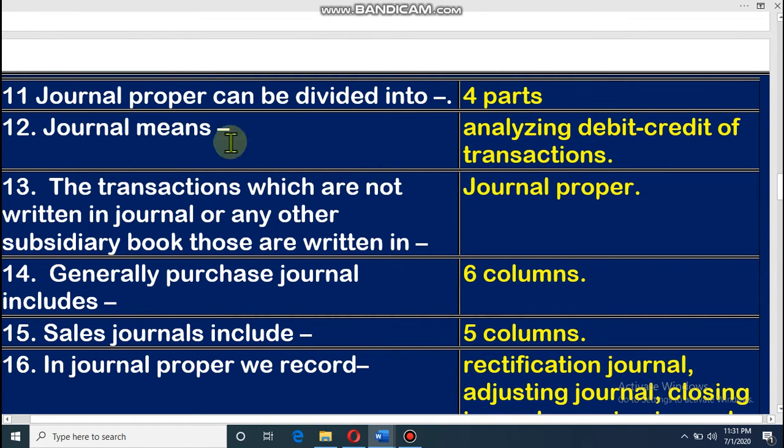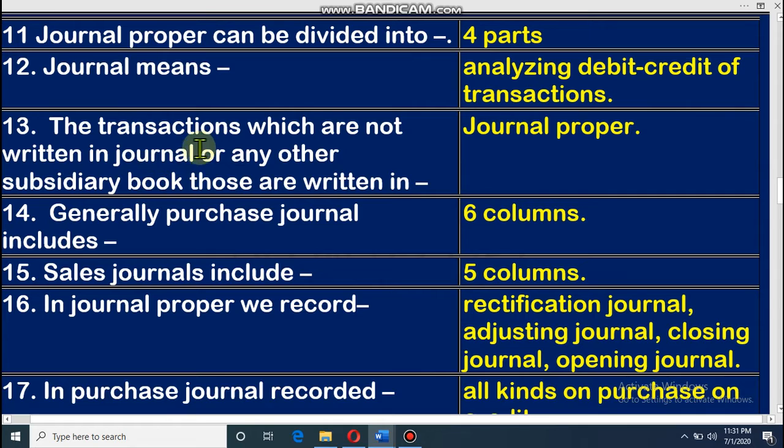This is journal. Dear student, the transactions which are not written in journal or any other subsidiary book are written in journal proper. That means what is journal proper? The transactions which are not written in journal or any other subsidiary book. That means purchase journal, sales journal, purchase return, sales return. If any transaction is missed from that journal, then we have to record it in journal proper.